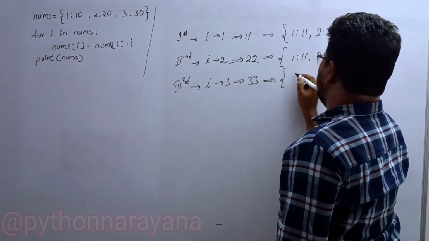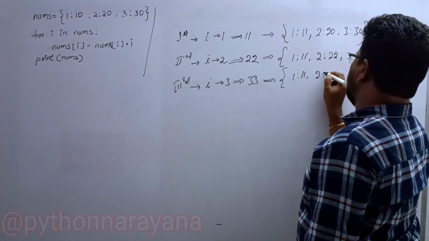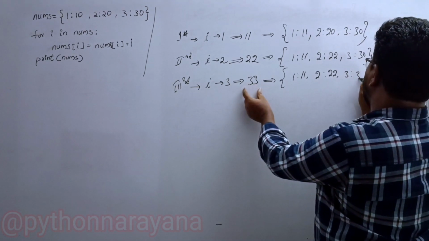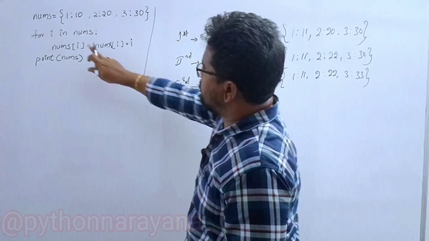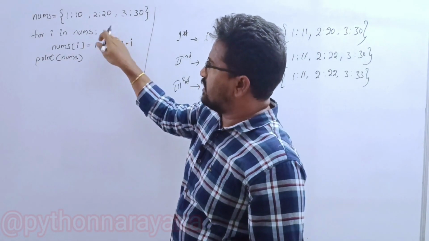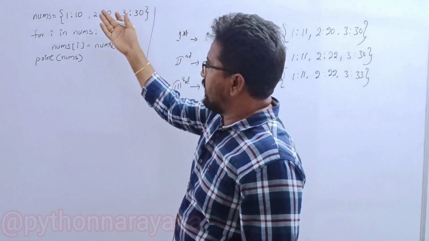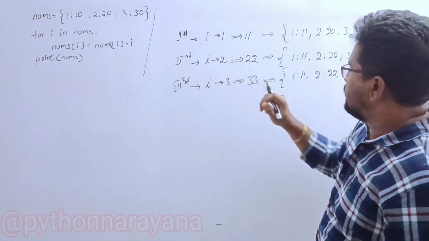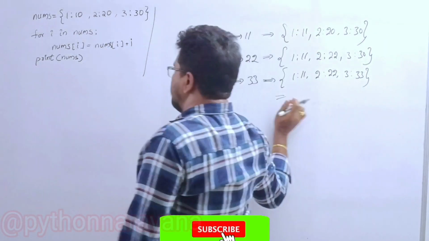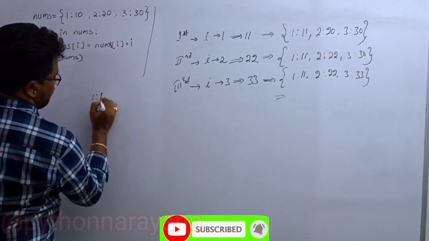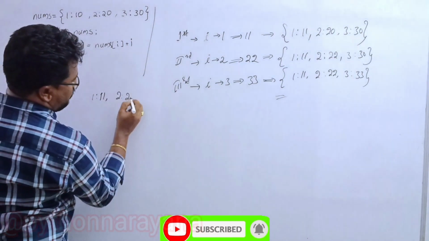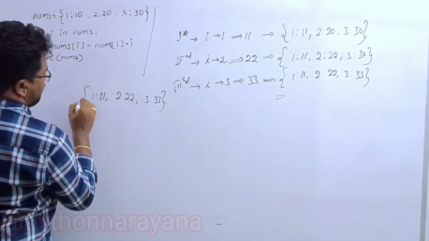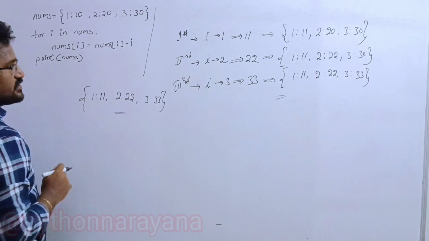So the dictionary is the previous one. 1:11 is there. 2:22 is there. And 3, what is the new value now? 33. 33 here. Next time I value is not there. So 3 pairs are there. 3 iterations over. So no new I value. That's why the iterations will stop. At the end of all the loops, the result is what here? 1:11, then 2:22, and 3:33. This is the final dictionary after all iterations are over.